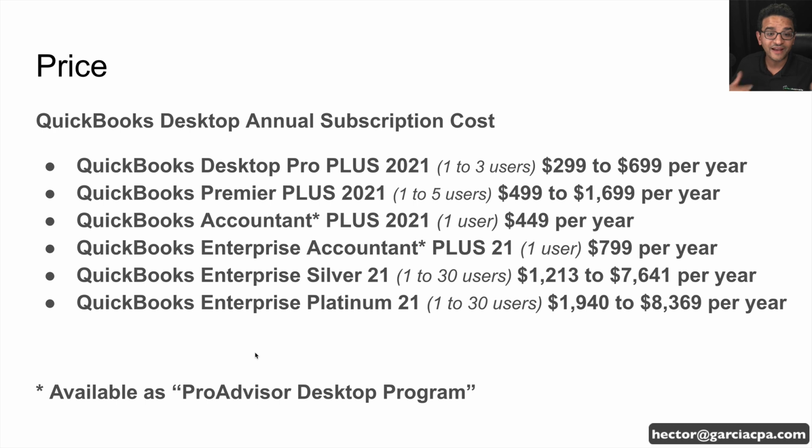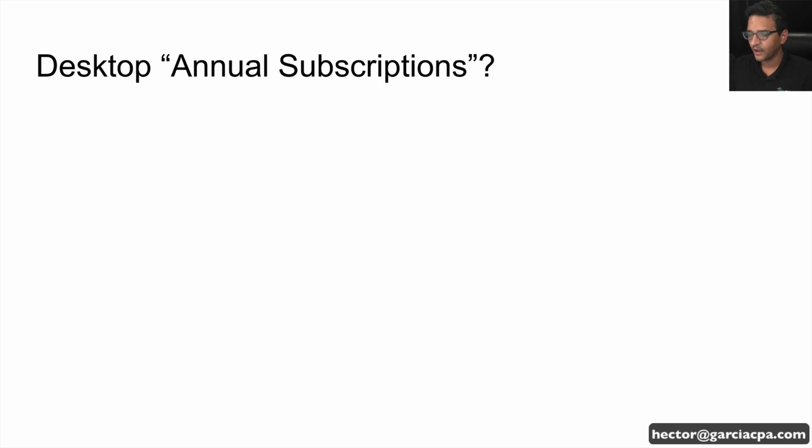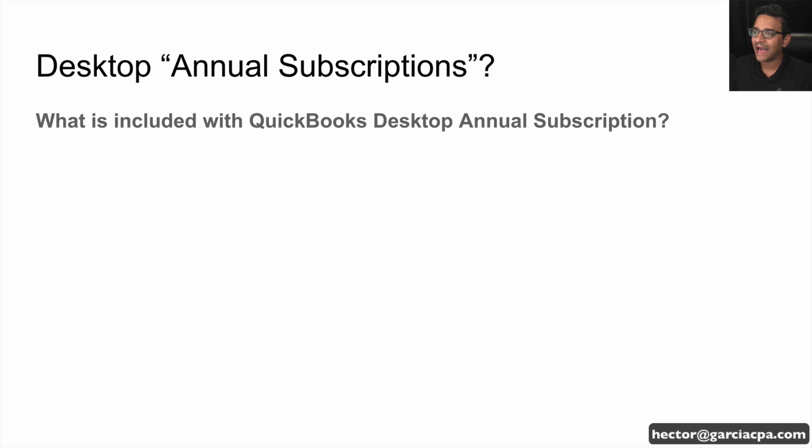So the Pro Advisor Desktop program for accountants that want to get QuickBooks Accountant or QuickBooks Enterprise Accountant, the $449 per year at $799, you cannot buy them. Like, you can't press a button and say, I want to buy this. You have to purchase the Pro Advisor program, and they come included with the Pro Advisor program. All right. So let's talk about desktop annual subscription.